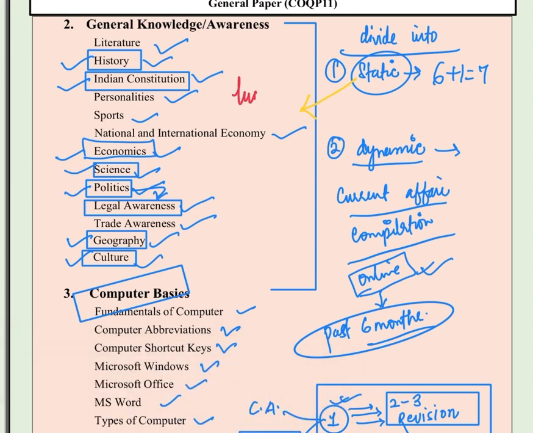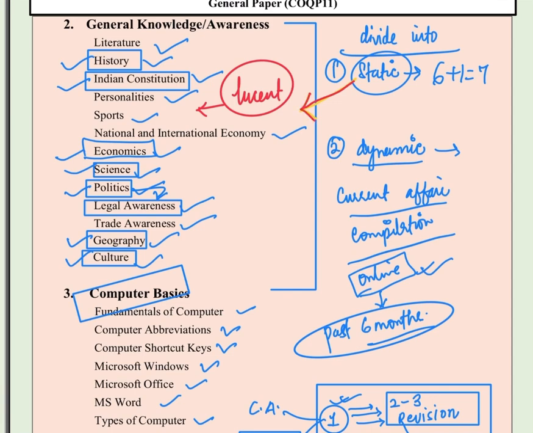You should have Lucent. Lucent is a very good book and it is a one-time investment. Just buy this book. It will help you throughout your preparation, throughout your study time. Till whatever age you study, it will help you out. It is a very good book.